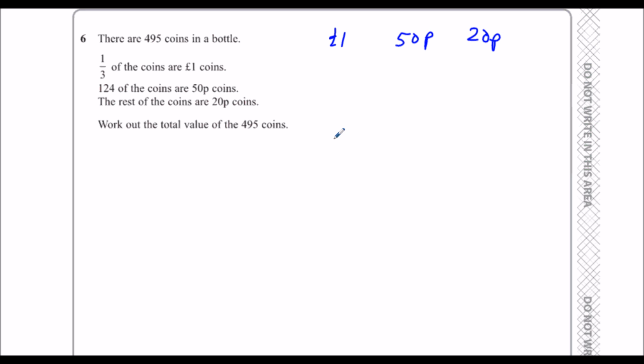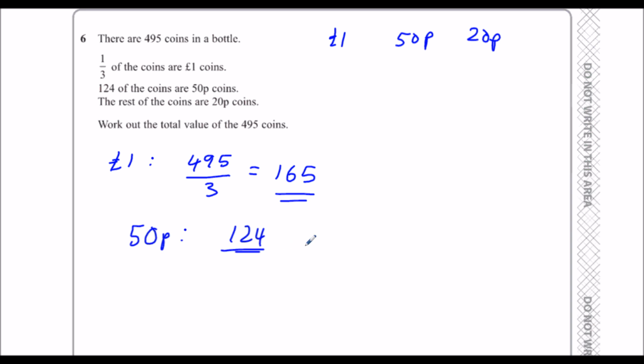So 1/3 of the coins are £1 coins. So you work out 1/3 by dividing by 3. So 495 over 3. And just type that into the calculator. And we'll get 165. So we've got 165 £1 coins. We know 50p's. We've got 124.